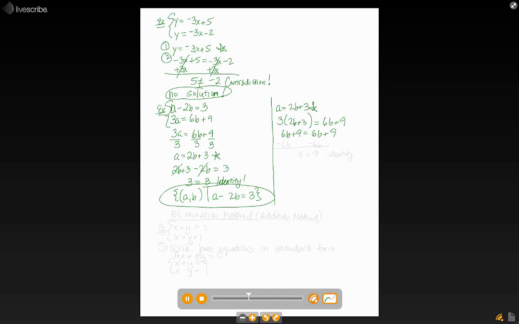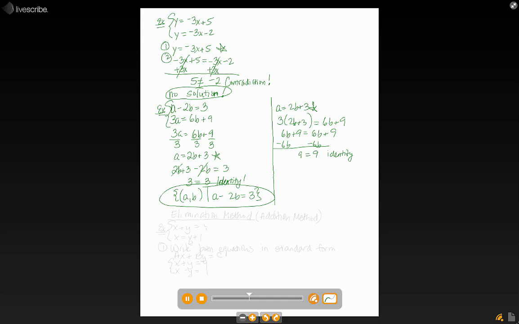Poof! Exactly. If you subtract 6B from both sides, you do get 9 equals 9. Still an identity. Still infinite solutions, and it's the same solution as before.